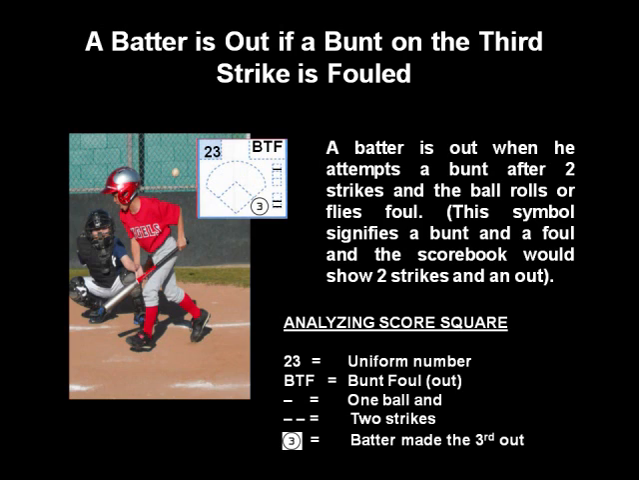Now when we analyze the score square above, 23 is the uniform number, BTF stands for bunt foul, and there's one little hash mark in the ball squares, and he had 1 ball and he had 2 strikes, and then the number 3, which means the batter made the 3rd out. And that pretty well covers the score square.